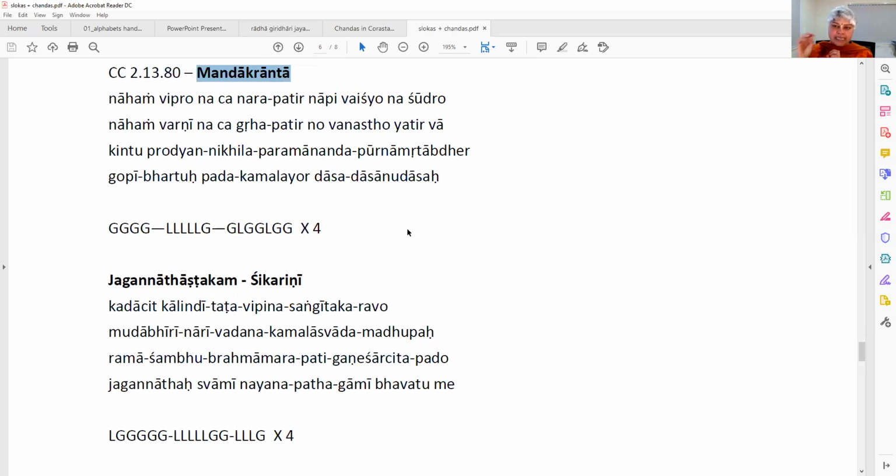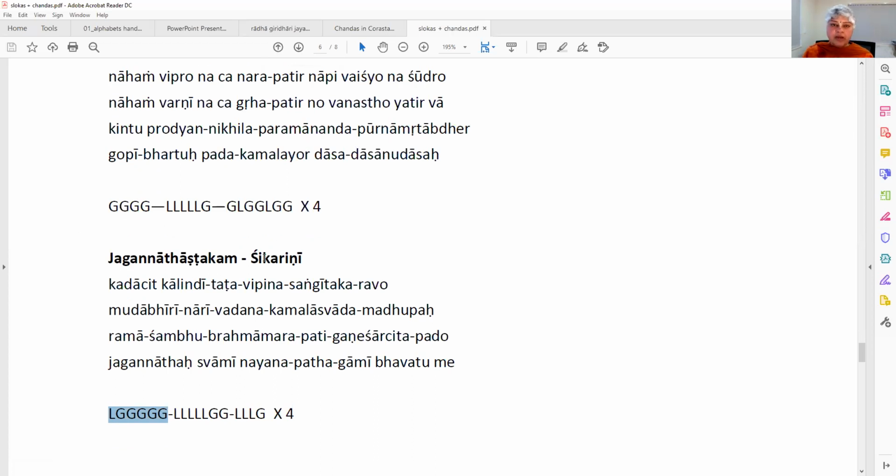So if we try singing another verse, even though it has the same number of syllables, it will not quite fit in because the pattern is different. Here it starts off with all gurus, whereas here there is a laghu in the beginning and that throws it all off. And then there are 4 gurus. Here there is 1 laghu, 5 gurus. So the meter just doesn't blend. So, Jagannatashtakam.